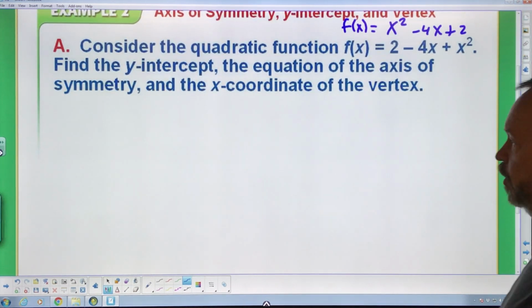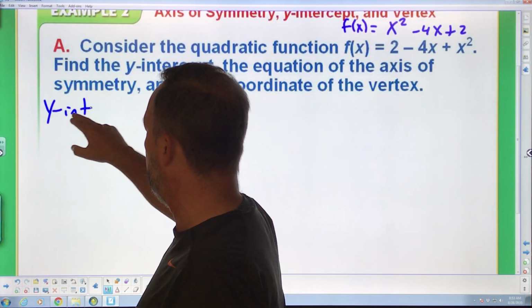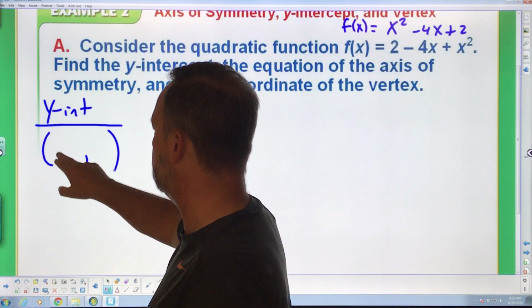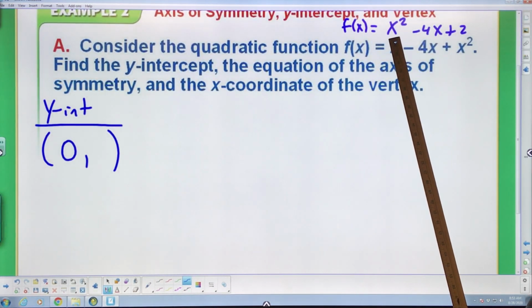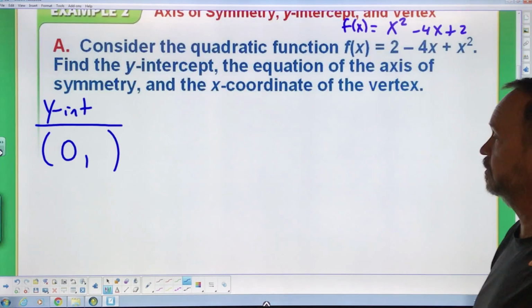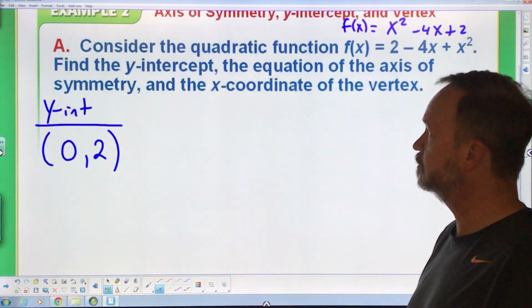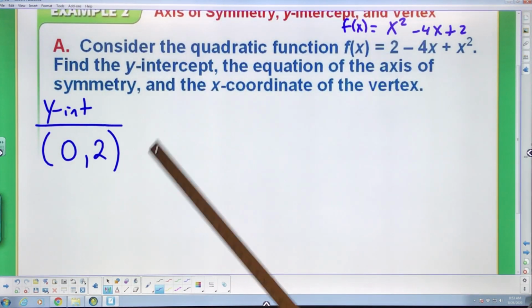Well, first of all, let's talk about the y-intercept. In times past, we said every y-intercept that ever lived, the x is 0. It just is. So if x is 0, that's 0, that's 0, 2. Done. That's the y-intercept. Next, we have the equation of the axis of symmetry.